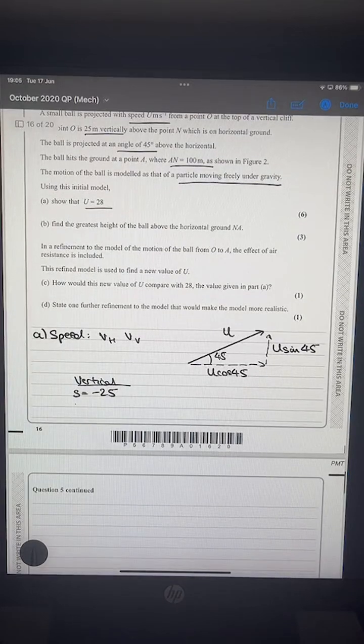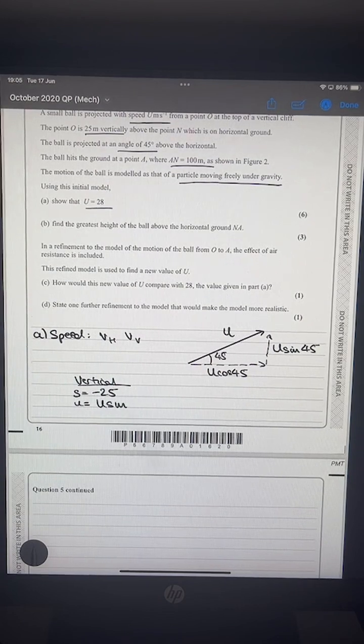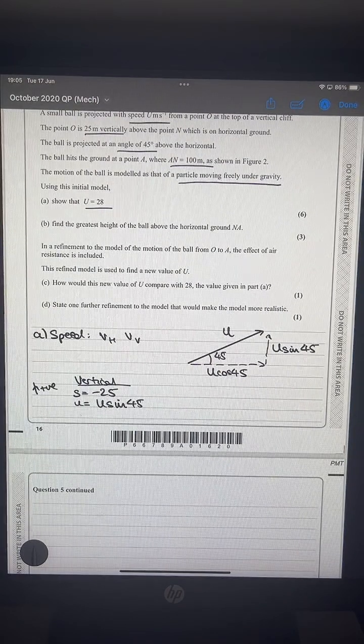The initial vertical velocity is going to be u sine 45. I'm going to take upwards as positive. Remember, upwards is positive, hence my displacement is negative. Should have said that at the start. Acceleration is going to be negative 9.8 meters per second squared, right? Because if upwards is positive, acceleration is pulling you down to Earth. So it's negative. And t, I don't know what t is yet, so let's see.